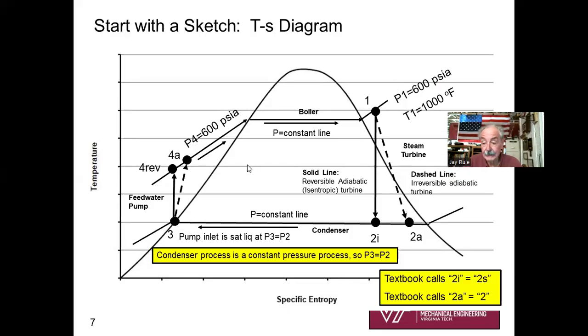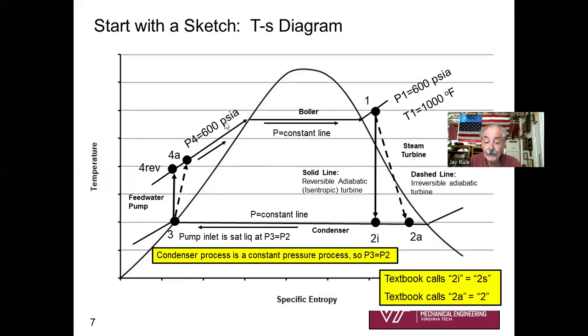Okay, so you're familiar with where all the components are. I've just put numbers to the basic sketch. So here's our turbine throttle condition, 600 pounds and 1000 F. I've labeled the condenser pressure. P3 equals P2, and it doesn't look like I have 1 psia. I don't think I've labeled that there.